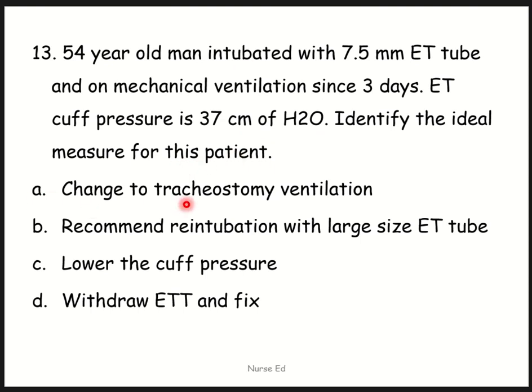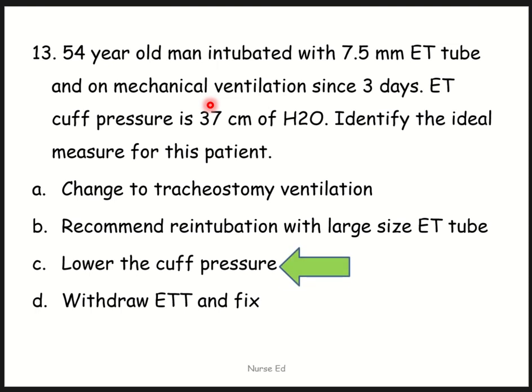Option A, change to tracheostomy ventilation. Recommend re-intubation with a large size ET tube. Lower the cuff pressure. Withdraw the endotracheal tube and fix it. What do you think can be done for this patient? When such a question comes, you need to see one important point that's given, which is the ET cuff pressure. So it could be something related to ET cuff pressure, right?